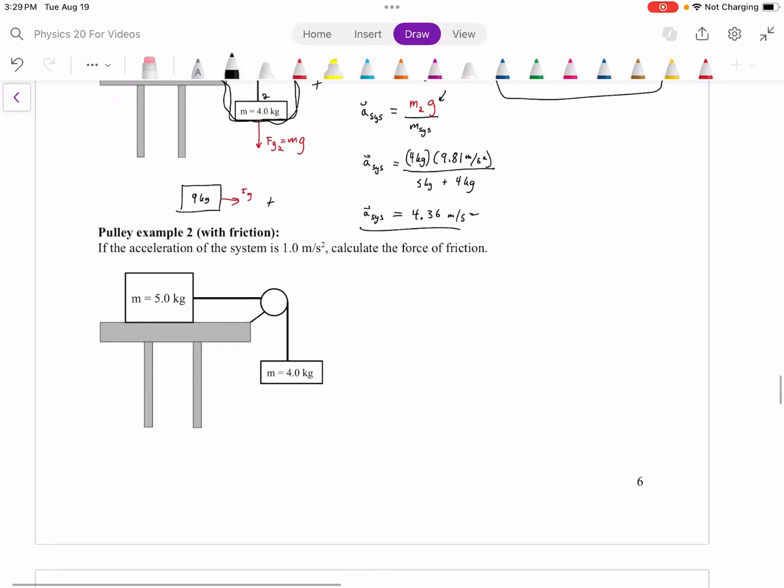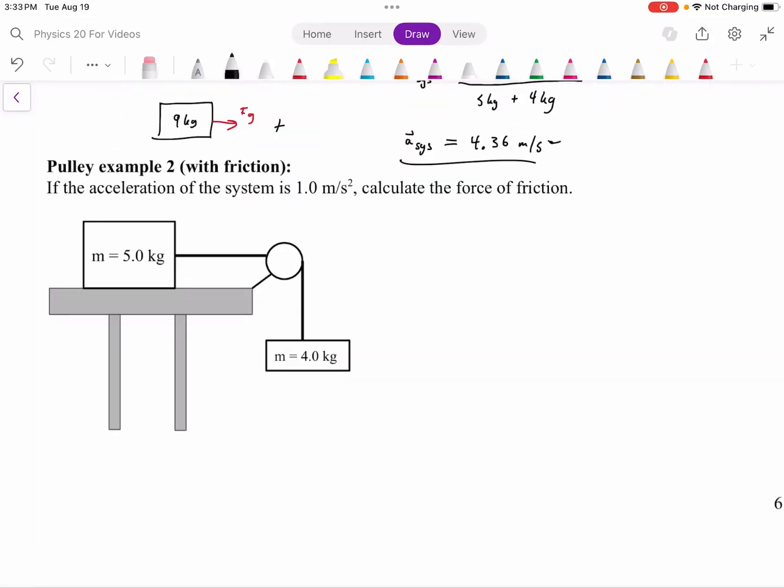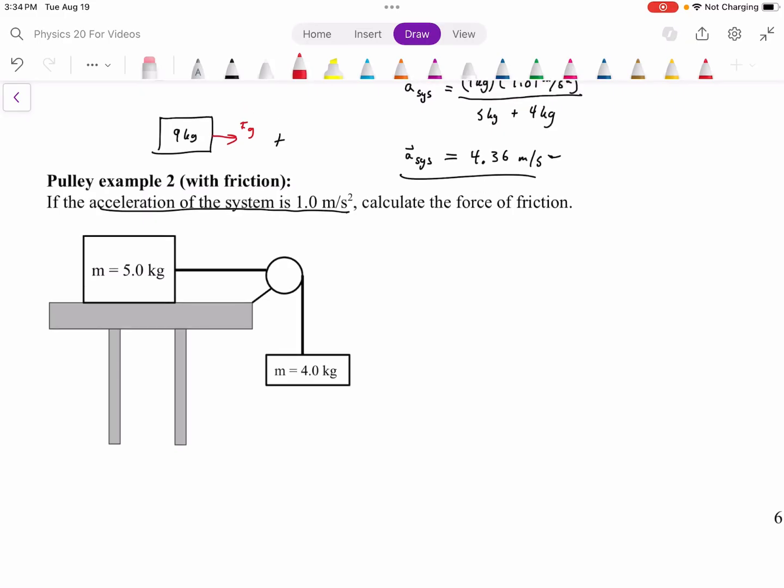Okay, let's try one now where there is friction. So if the acceleration of the system is 1 meter per second squared, we now want to calculate the force of friction. Okay, so if we take a look here, right, again, what's going on? Well, if I call this mass 2, the force of gravity from mass 2 is what is moving the system, right? But we know that there is a force of friction resisting that pull, and it will be there, right?